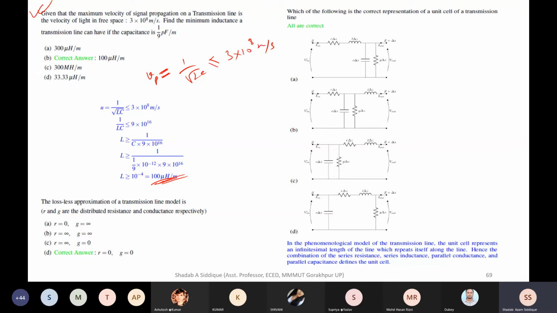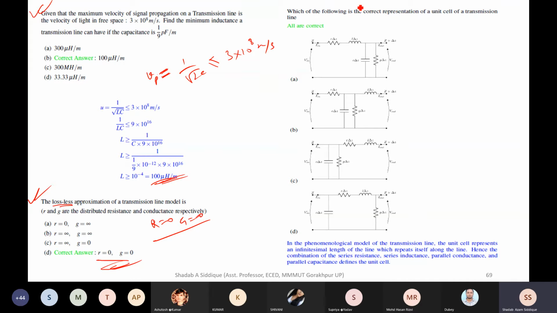Now another problem: a lossless approximation of a transmission line model. For a lossless transmission line, you know, R equal to 0 and G equal to 0. So R equal to 0, G equal to 0 for a lossless transmission line. That is there. Already we know.